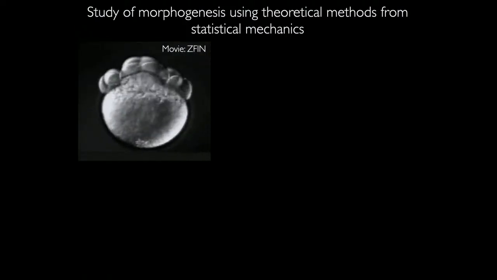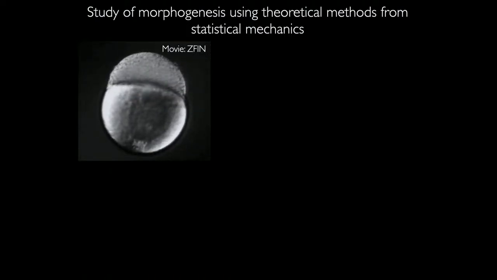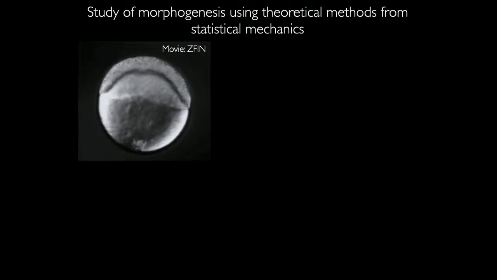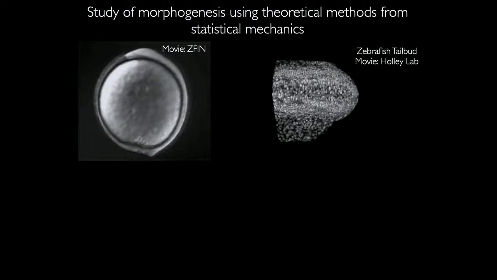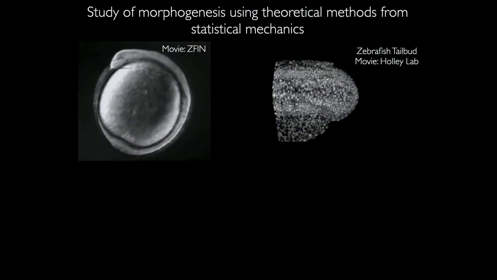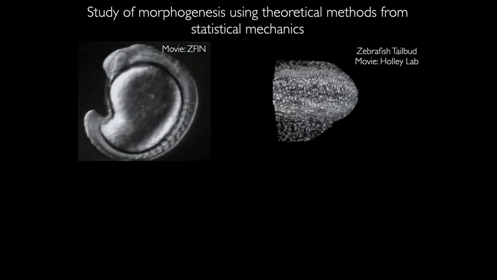If I want to focus on one small part of this, the tail which was emerging, I can take such a snapshot and look at the movie. What you see are all the nuclei which are moving in the tail bud, and you see really collective flows in the tail. Now, I can ask the same question.